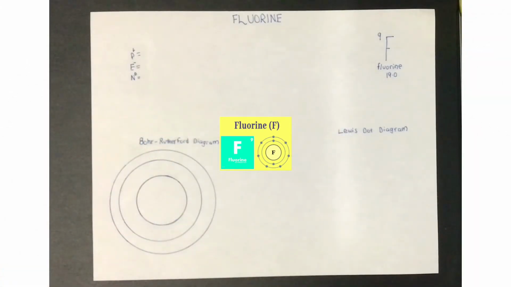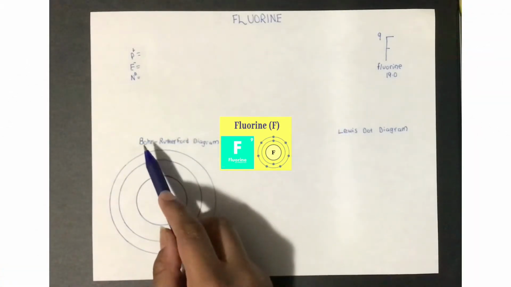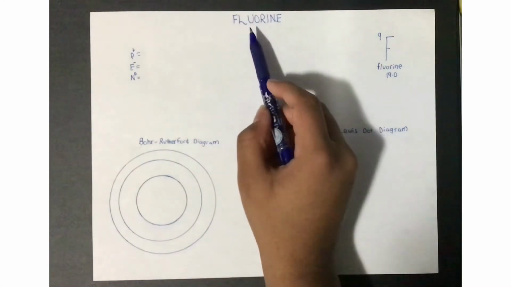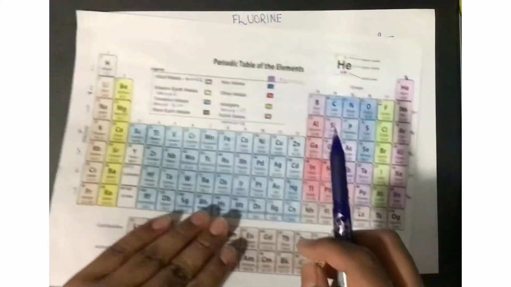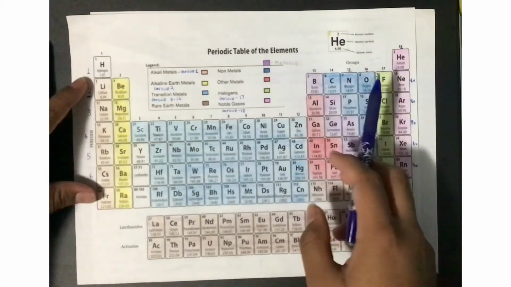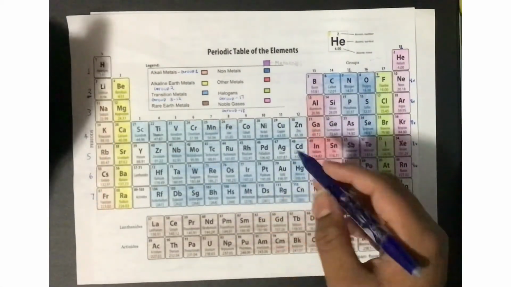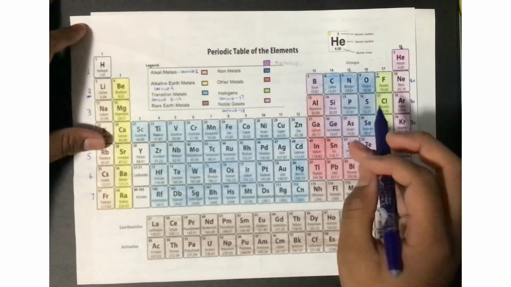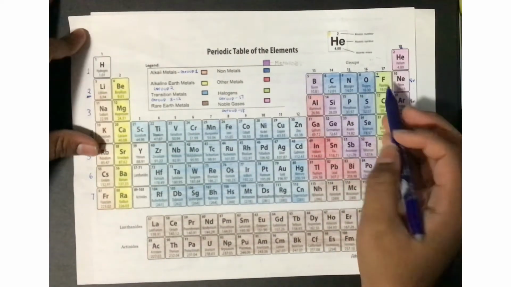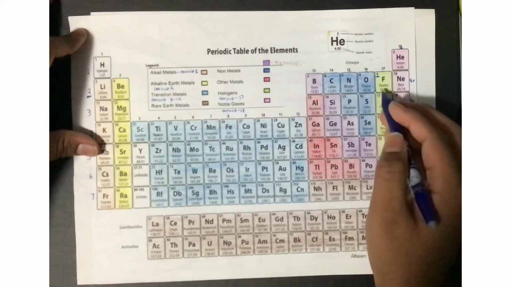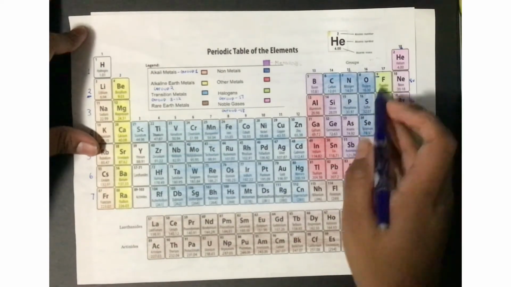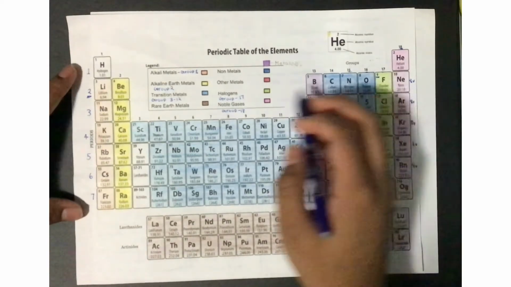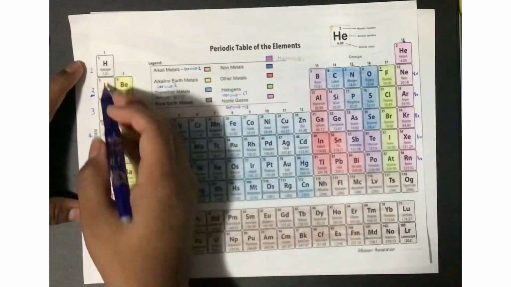Hello everyone, today I'll be teaching you how to draw the Bohr-Rutherford diagram and the Lewis dot diagram for fluorine. Before that, we need some essential things in order to draw both diagrams. We need to look at the group number and the period for fluorine. Fluorine falls under a group called halogens, so group number 17, which are highly reactive, and fluorine is a gas at room temperature. And it is period number 2 or row number 2.